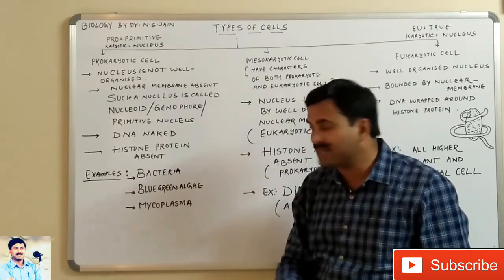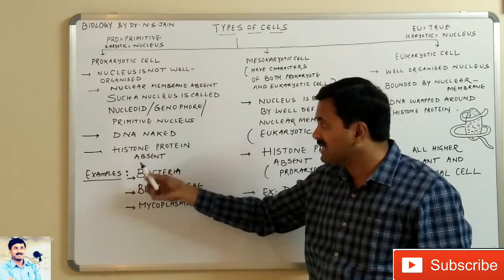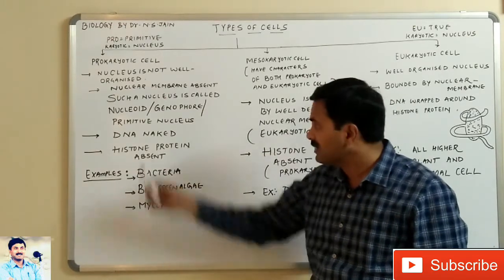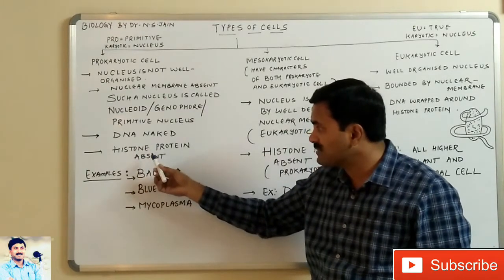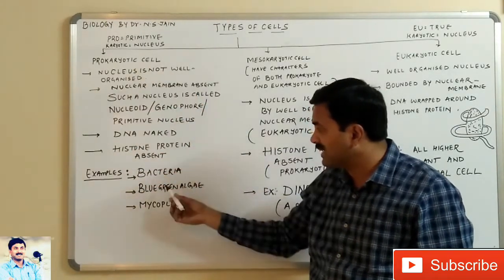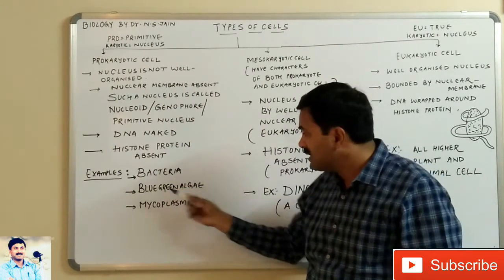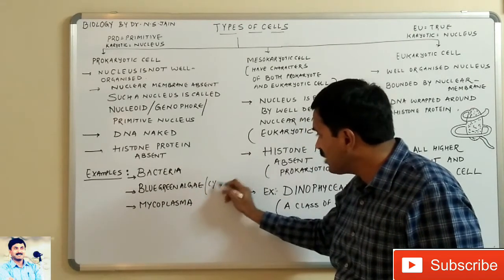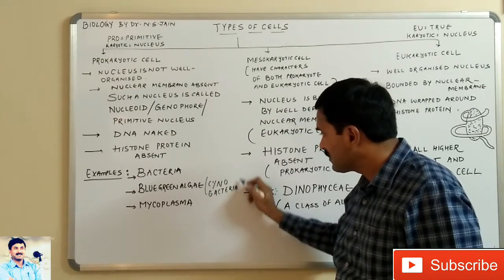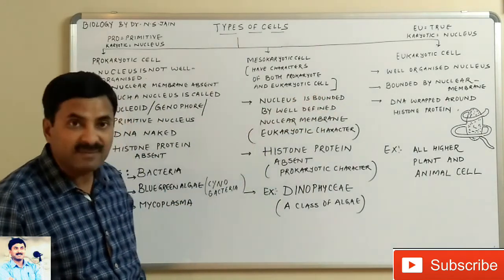One more feature of the prokaryotic cell is that here the DNA is naked, meaning the DNA is not associated with the histone protein. DNA is naked and the histone proteins are absent here. There are three examples of the prokaryotic cell: the bacteria, the blue-green algae and the mycoplasma. Here the blue-green algae means cyanobacteria.